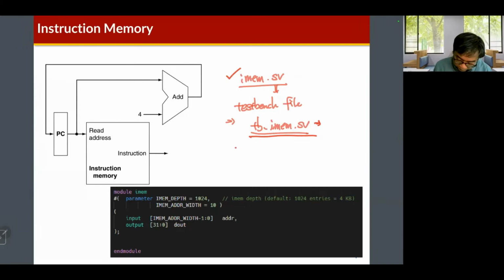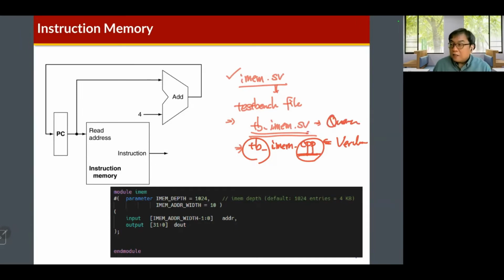For those who want to use Verilator for this lab, we also provide the test bench file for Verilator, like tb_imem.cpp. This is the C++ test bench file. Verilator converts our SystemVerilog design to C++ code, and then we can simulate our design using the converted C++ files. Then we also need the test bench file, so we can write a test bench file using C++. If you use Verilator, you can use this test bench file, and if you want to use Questa, you can use the SystemVerilog test bench file.